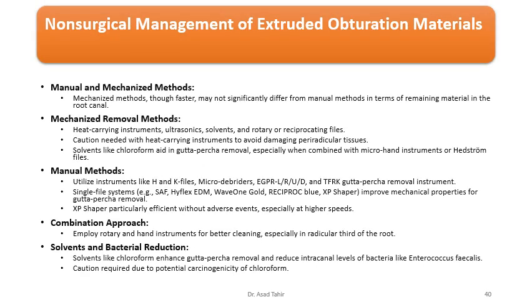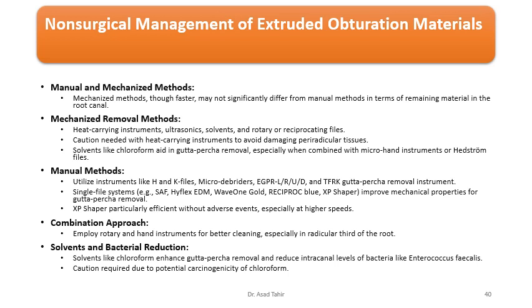Non-surgical management of extruded obturation materials. Manual and mechanized methods. Mechanized methods, though faster, may not significantly differ from manual methods in terms of remaining material in the root canal. Mechanized removal methods include heat-carrying instruments, ultrasonic solvents, and rotary or reciprocating files. Caution is needed with heat-carrying instruments to avoid damaging pararadicular tissues. Solvents like chloroform aid in gutta-percha removal, especially when combined with microhand instruments or Hedstrom files.